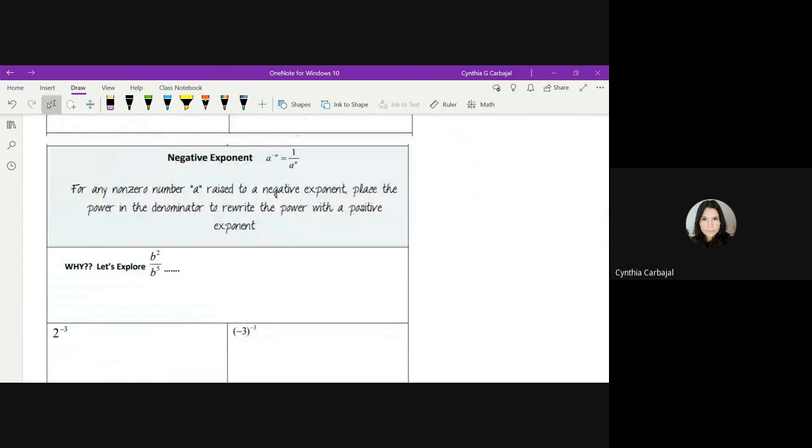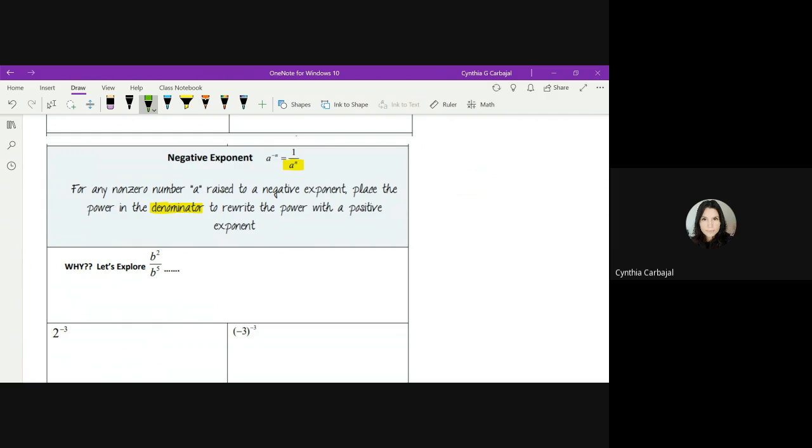Negative exponents. If any non-zero number a is raised to a negative exponent, place the power in the denominator to rewrite the power with the positive exponent. So we have to change it to the denominator. The denominator is the bottom. Once you change it to the bottom, then it becomes positive.